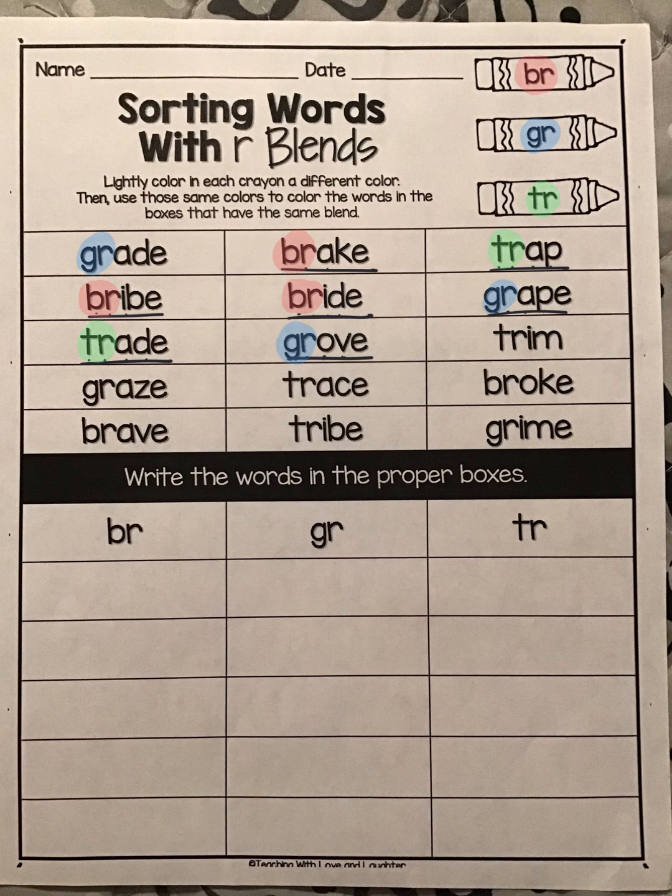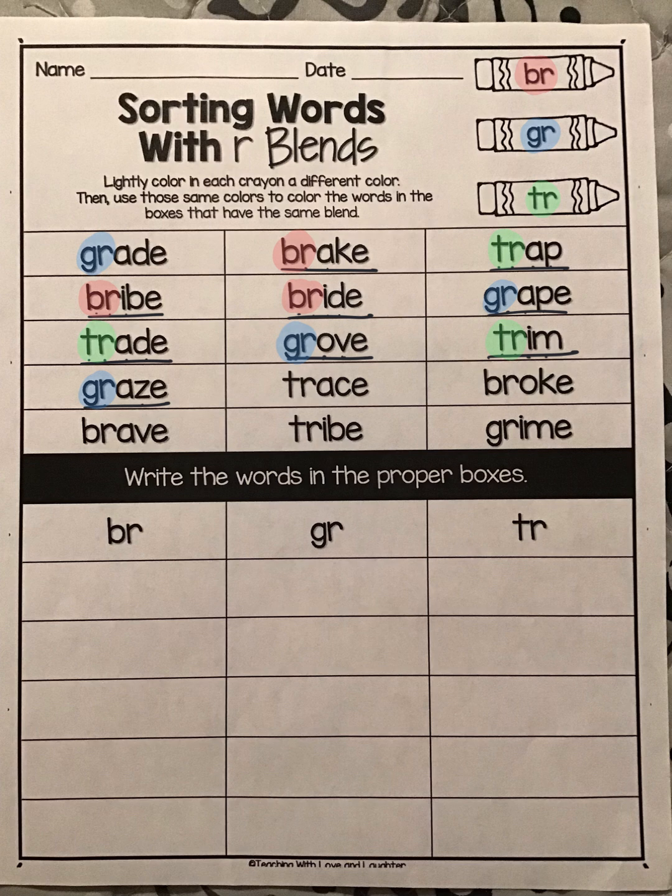Next word is trim. T-R-I-M. Trim. Trim has a TR initial blend, so I'm going to color it green. Next line, we have graze. G-R-aze. Graze. Graze has a GR initial blend, so I'm going to color it blue.